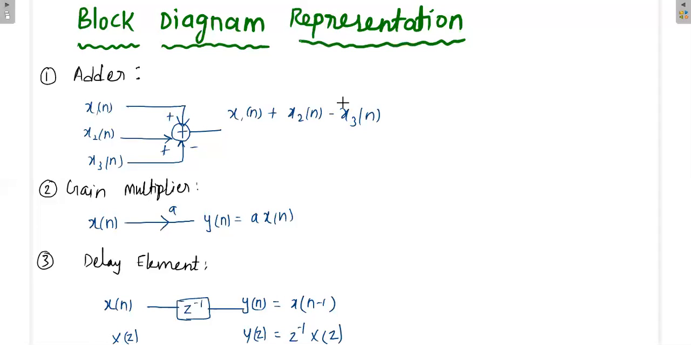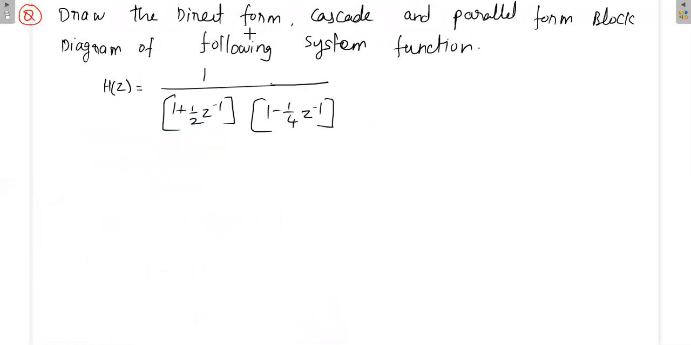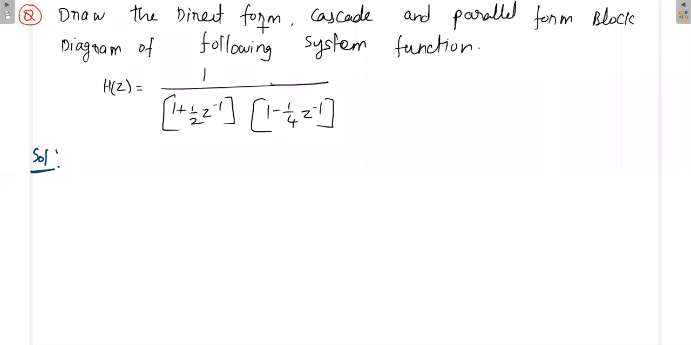Now we'll solve a problem based on this. Draw the direct form, cascade, and parallel form block diagram of the following system function. The basics of direct form, cascade form and parallel form we have already discussed for continuous time system. The same basics we'll be using here also, but here instead of s we'll be operating with z inverse. In direct form itself, we have two formats, direct form 1 structure and direct form 2 structure.